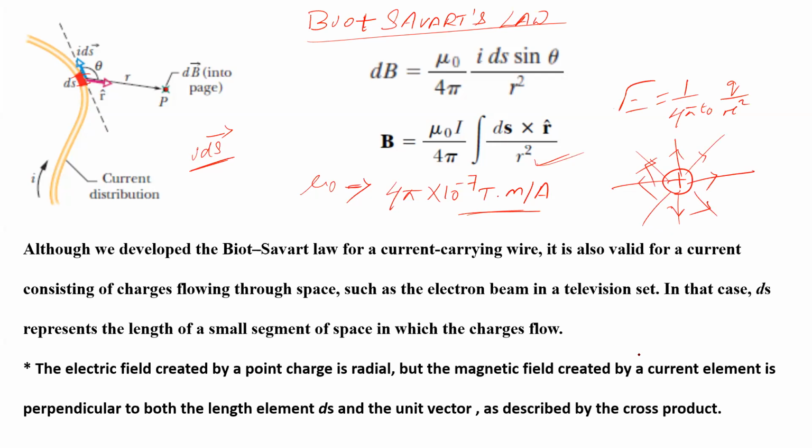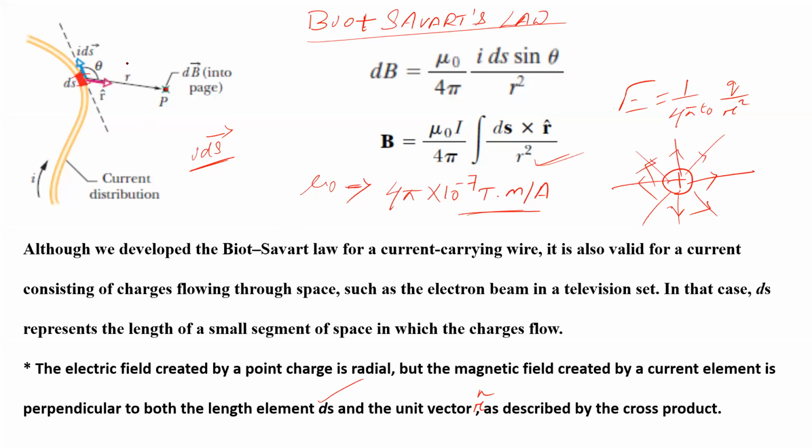But the magnetic field created by a current element is perpendicular to both the length element ds and the unit vector r cap. माने ds cross r cap की जो perpendicular direction है, वही magnetic field की direction होगी, जैसे हम magnetic force calculate करते थे, that is q v cross B, जो plane की perpendicular direction है, that is the direction of force, magnetic force.